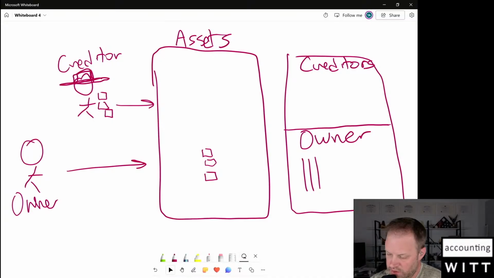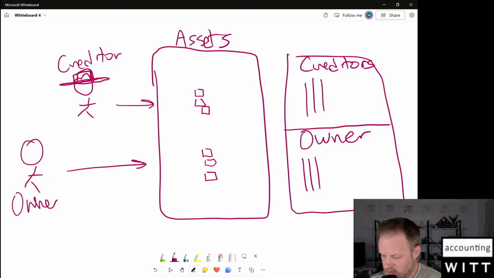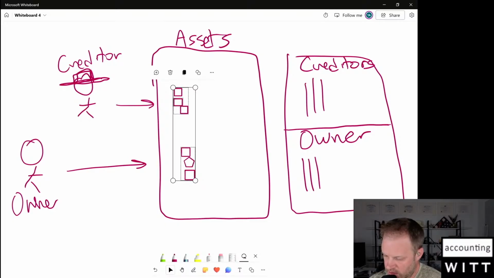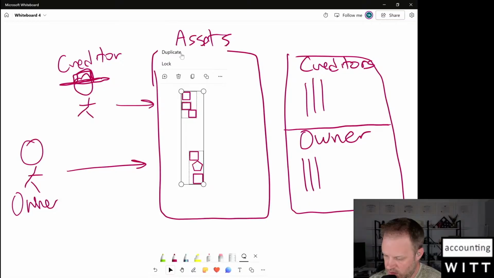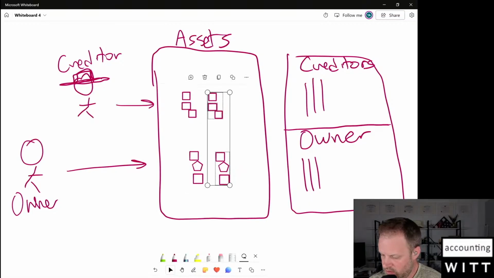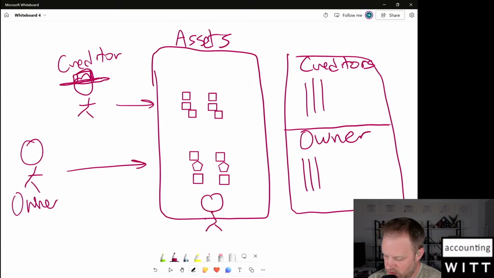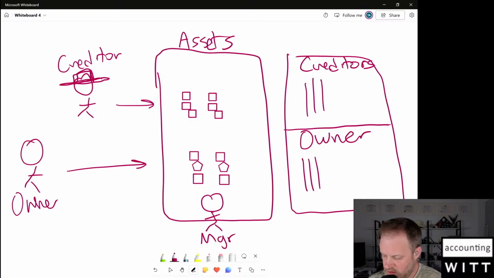Then, whenever creditors put assets in, they get a score on the scoreboard. Then the rules of the game are that whoever, let's add another person here. It's a manager. The manager takes those assets and uses them for their purpose and tries to grow them.